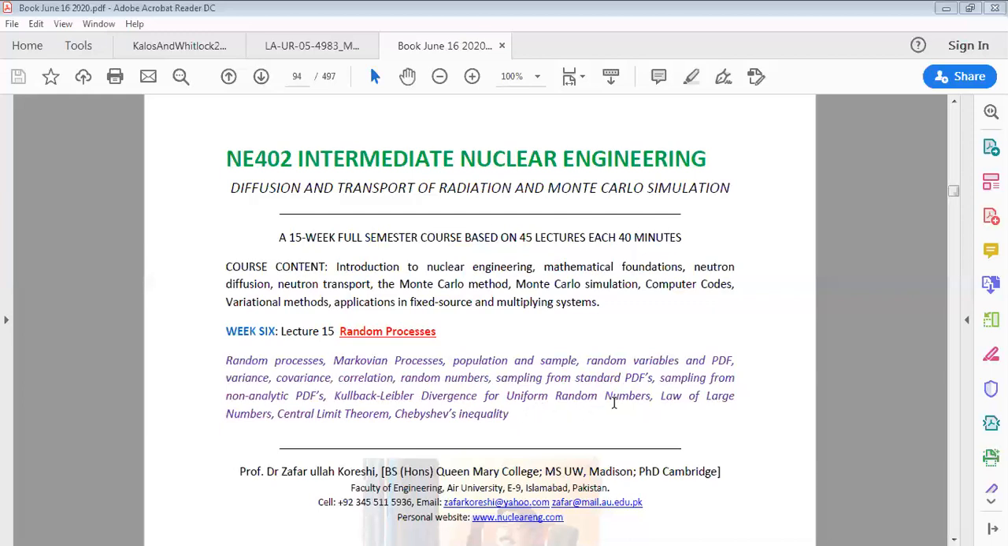Okay, then we'll see the law of large numbers, the central limit theorem, Chebyshev's inequality, and what these mean to sampling, because we're going to use all these concepts in Monte Carlo simulation. So these form the basis of the Monte Carlo method.